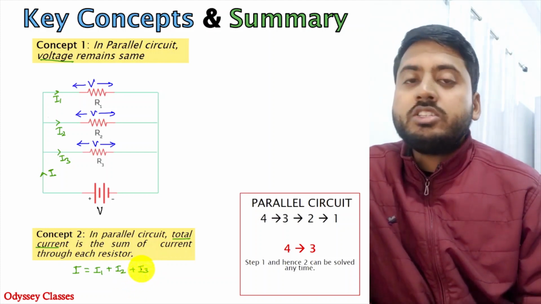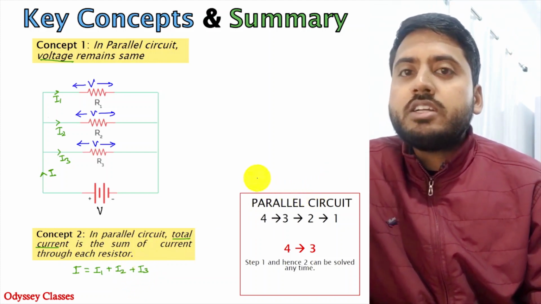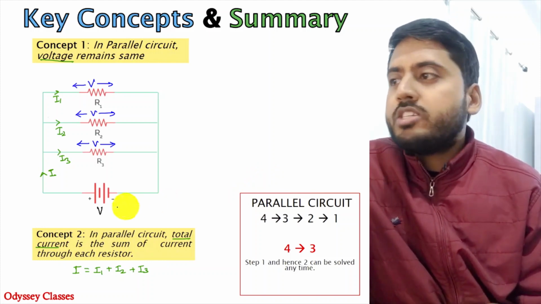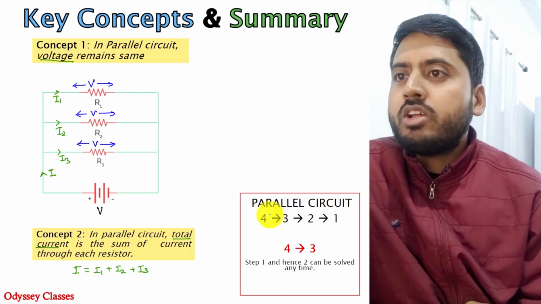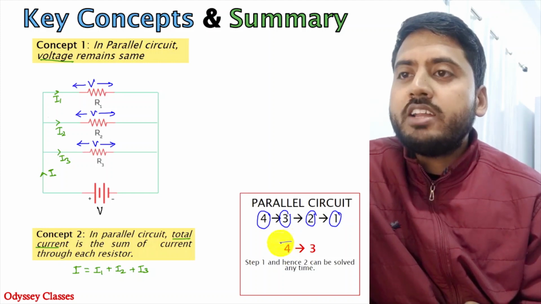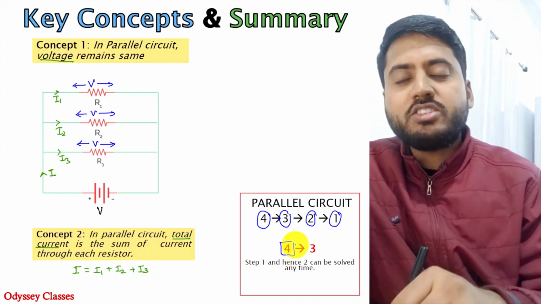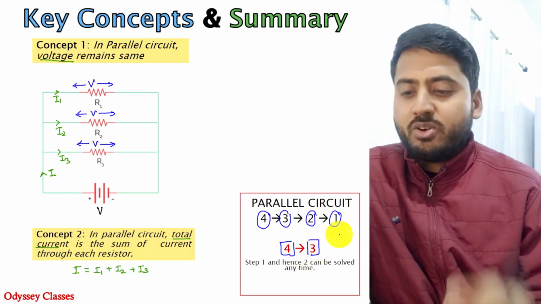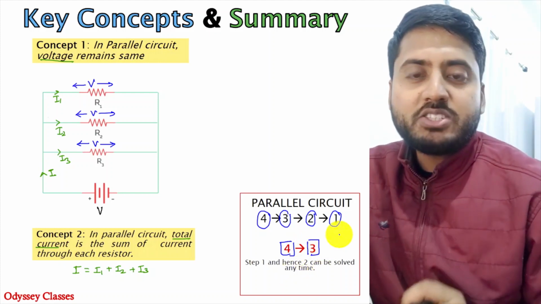Now, the technique to solve parallel circuits that we have been using in the session is we start with question number 4, then we solve number 3, 2 and 1. 4 is basically we find the voltage across each resistor and then we find the current through each resistor. Okay, that is all about parallel circuits.